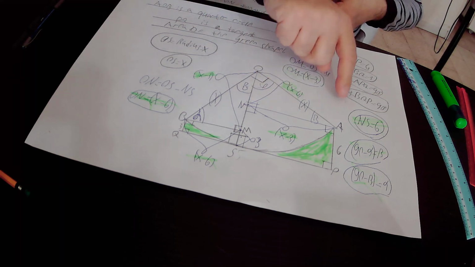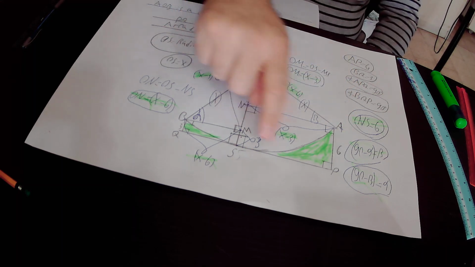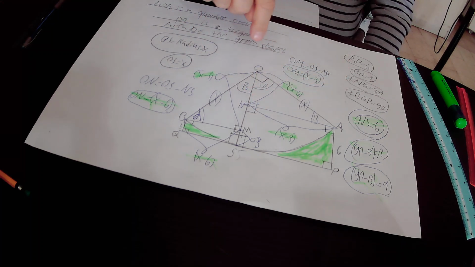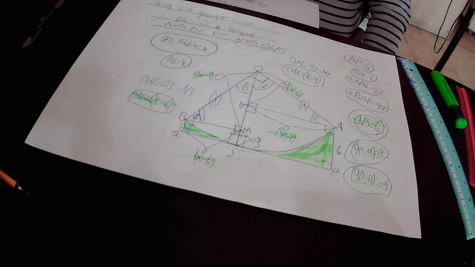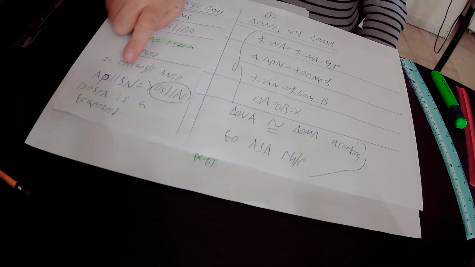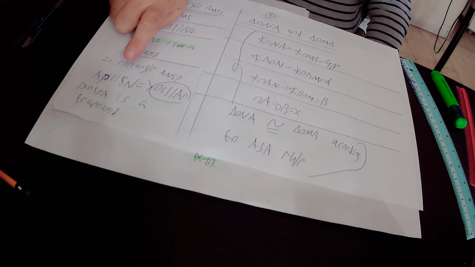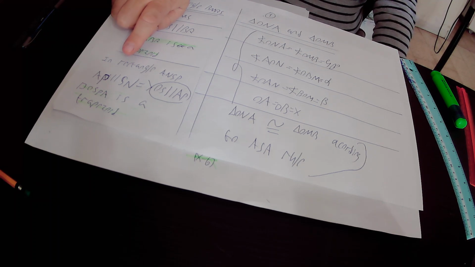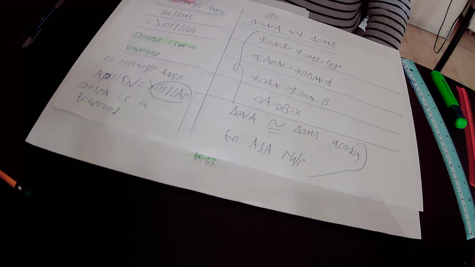So OS is parallel to AP, so in quadrilateral OSPA, side OS is parallel to side AP, therefore quadrilateral OSPA is a trapezoid, because it has one pair of parallel sides. And the definition of a trapezoid is a quadrilateral that has one pair of parallel sides.